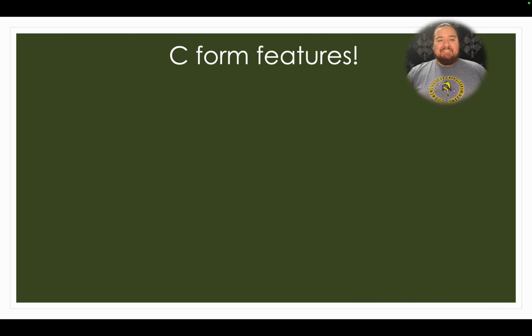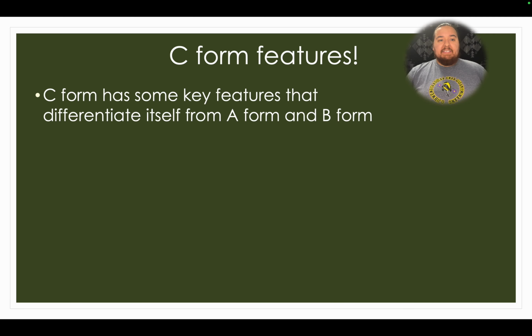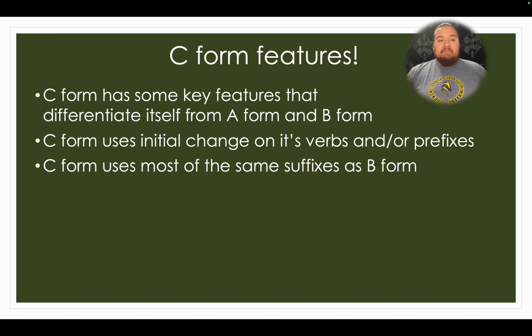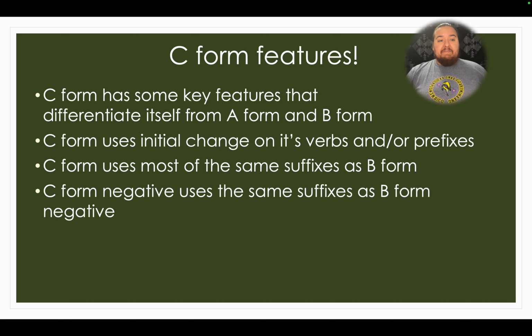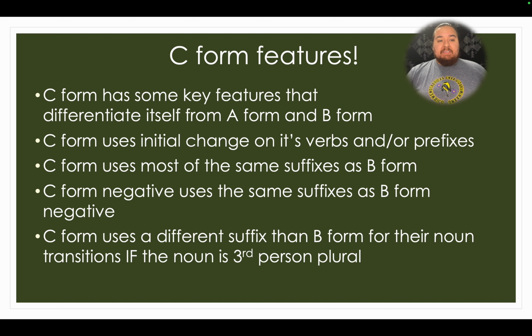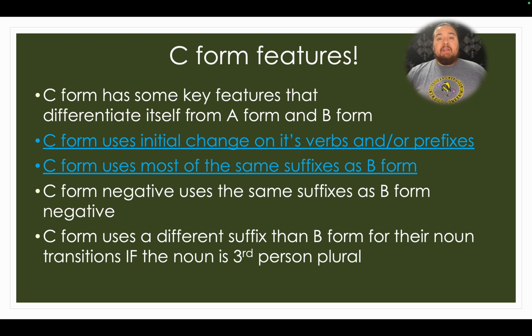All right, so C form features. C form has some key features that differentiate it from A form and B form. C form uses initial change on its verbs and or prefixes. C form uses most of the same suffixes as B form. C form negative uses the same suffixes as B form negative. C form uses a different suffix than B form negative for their noun transitions if the noun is third person plural. So here I've indicated the points for you to write down in your notes. Please write these down before moving on.